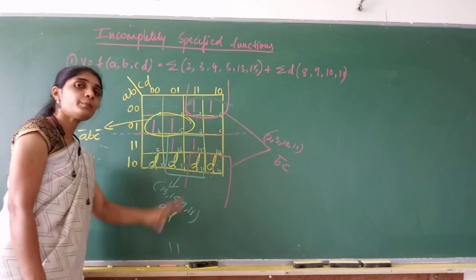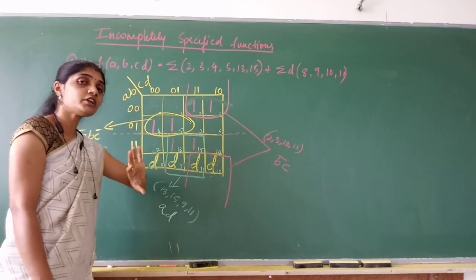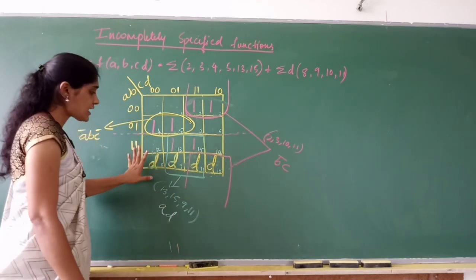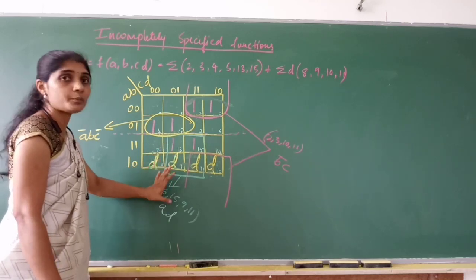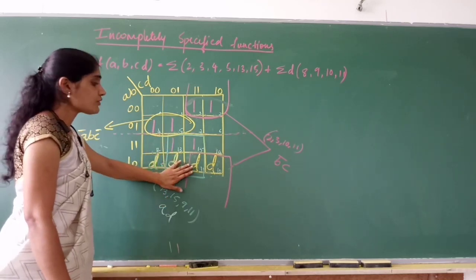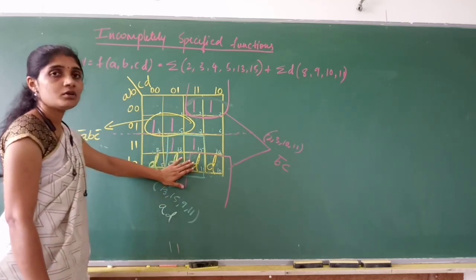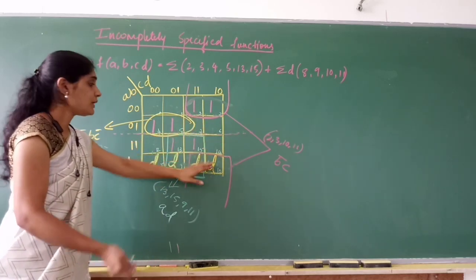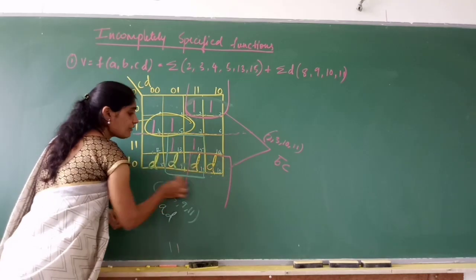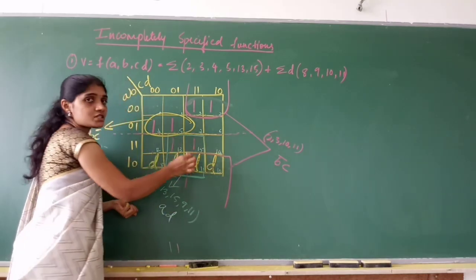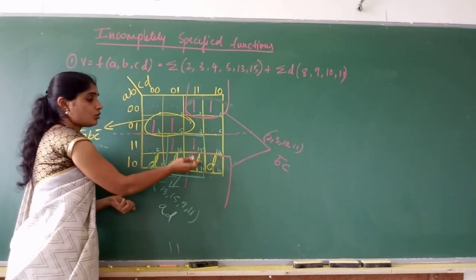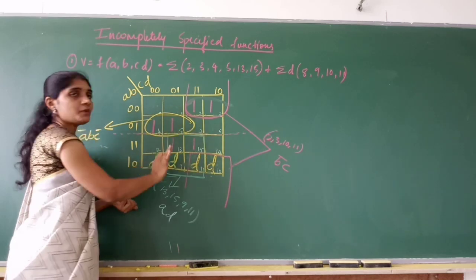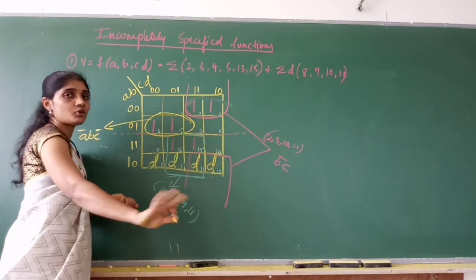You need not group 8. You need not worry about the don't care term grouping. You can leave 8 as it is. You should not group 8. You can make use of don't care terms if you can make larger grouping for mean terms. But 8, 9, 10, 11 you cannot group. You cannot just group only don't care terms. Don't care terms, if they are adjacent to mean terms, you can go for it. Otherwise, leave don't care terms.